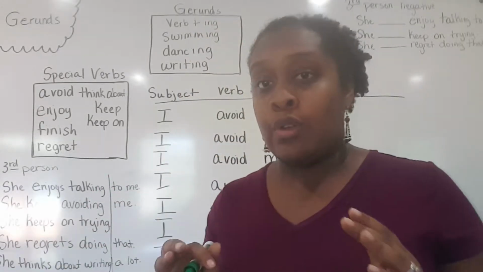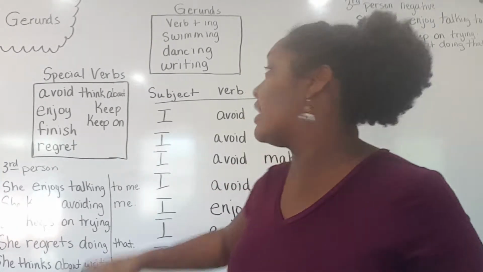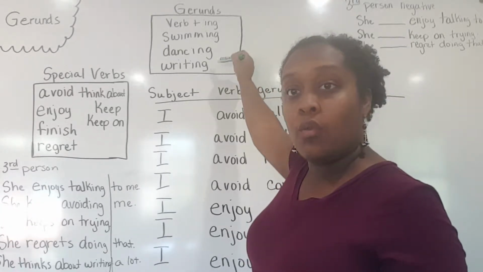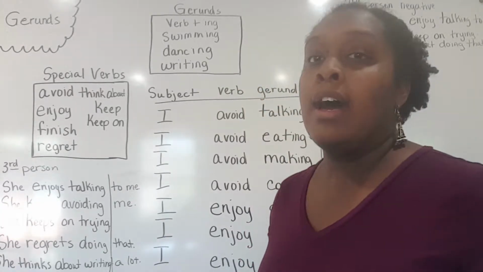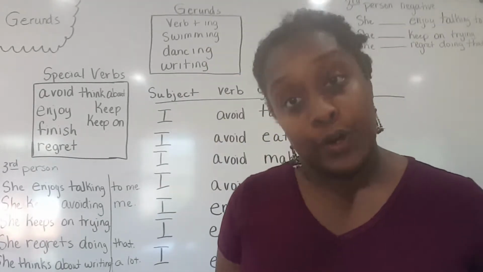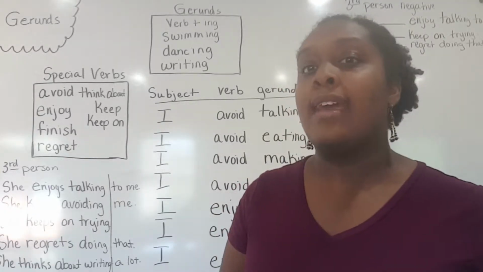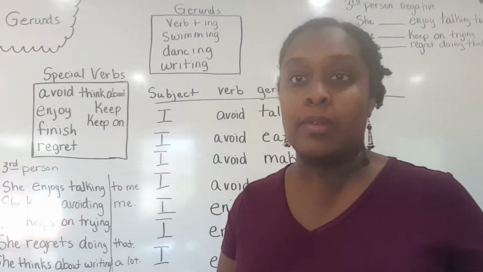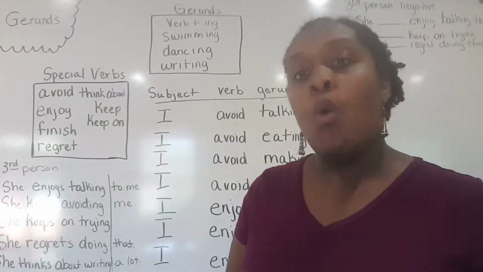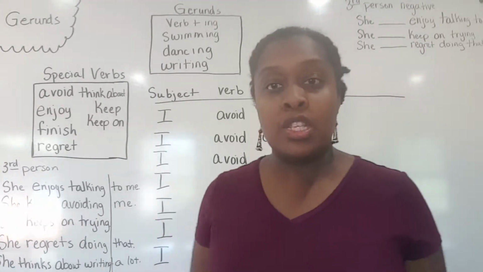So if you have forgotten what a progressive verb looks like, it's swimming, dancing, writing, okay? The only difference is that when you use these words as a verb, you use them with the verb be. So you would say, I am swimming, okay? We will not be using the verb be when we use them as a gerund. We will actually be using some special verbs.